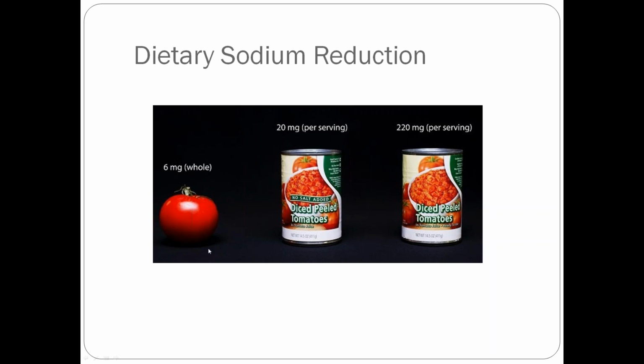Now look at this beautiful, ripe, juicy tomato: it has 6 milligrams of sodium. But once you put it into this can, even the no salt added, there's 20 milligrams of sodium per serving. This is the no salt added can. But once we process it as is regularly processed, there are 220 milligrams of sodium per serving. I think this is an amazing teaching tool for our patients to really get them to understand that when the tomato goes from a perfectly beautiful tomato, it's salt that gets it into that can.